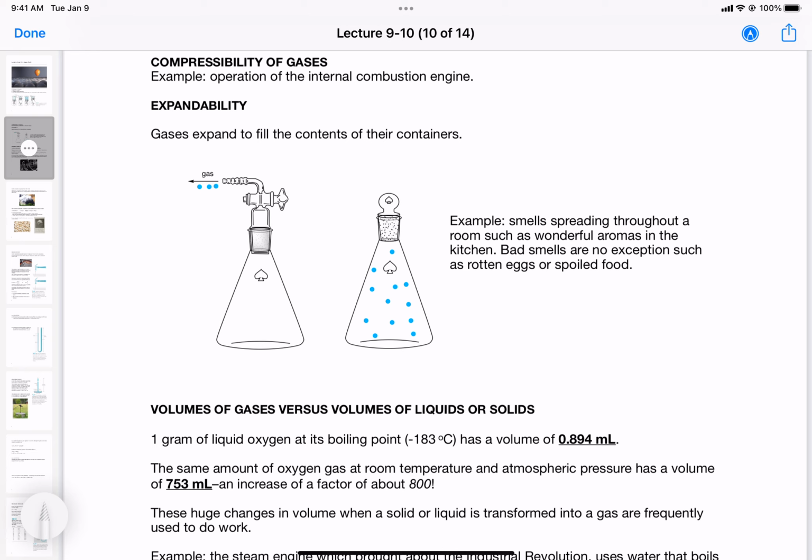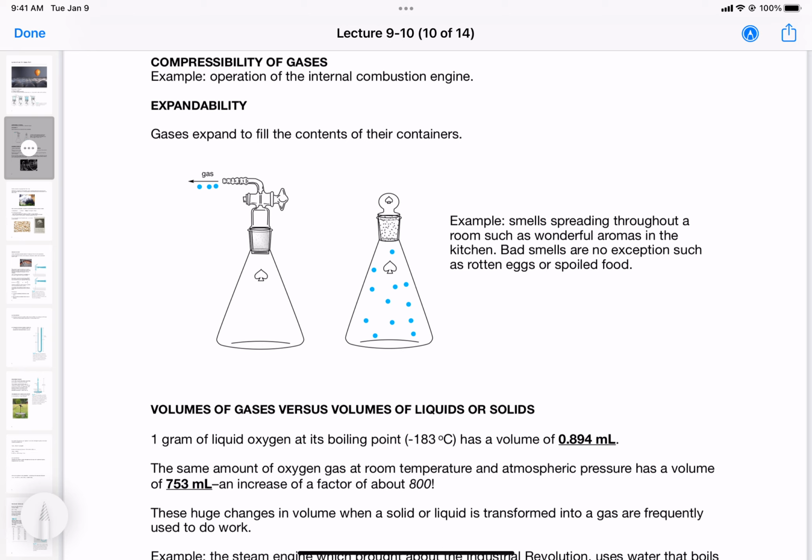All right. Lastly, let's talk about volumes of gases versus liquids and solids. Gases tend to occupy more space than liquids and solids, just because they're freely moving, right? For example, 1 gram of liquid oxygen at its boiling point has a volume of 0.894 milliliters. Okay, so that's not very much, right? That's less than water.